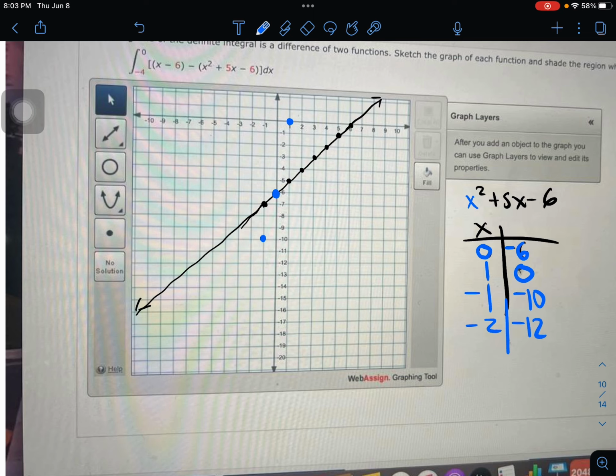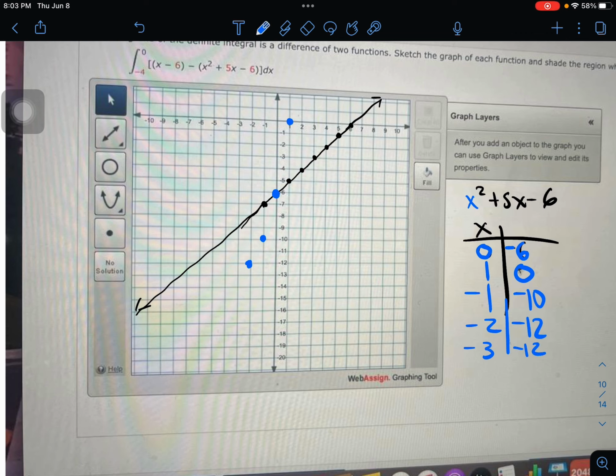Negative 2, negative 12 is right there. And we'll go ahead and do a few more. I put a negative 3 in, and I should get a negative 12. So if I put a negative 3 in, I get a negative 12 out.